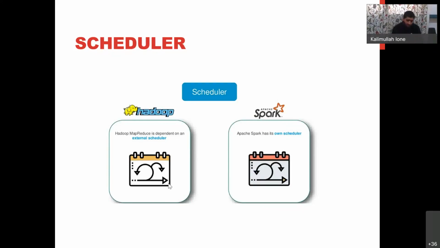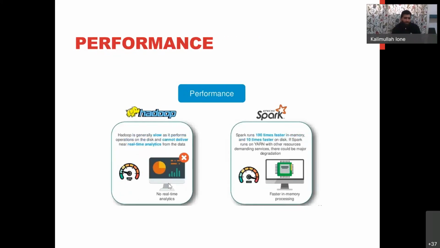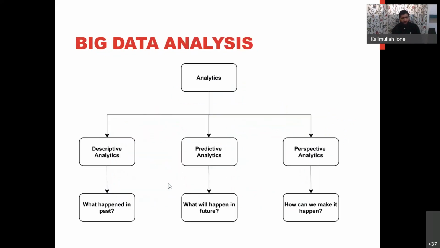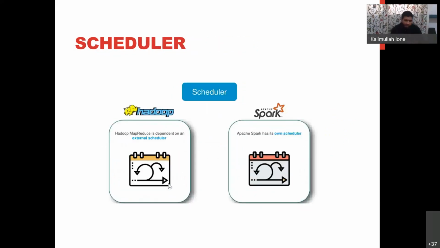I used Hadoop for many years. I was teaching this big data course. I used mostly Hadoop. But when I used Apache Spark, I gave you some parameters: cost, performance, machine learning, data processing, scalability, scheduler. All these performance parameters have been discussed with you.